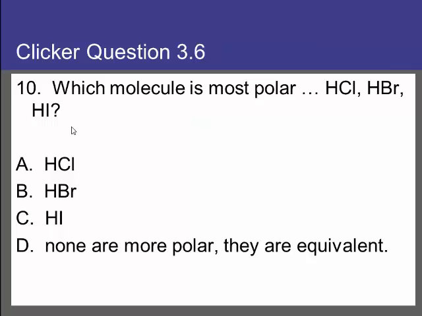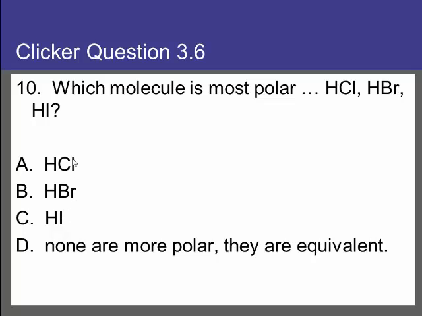Clicker question 3.6, a little bit of a review. Which molecule is most polar, HCl, HBr, or HI? So when faced with a question like this, it's important to ask ourselves, what is the difference between these 3 molecules? All have H's in them, and all have a different halogen.